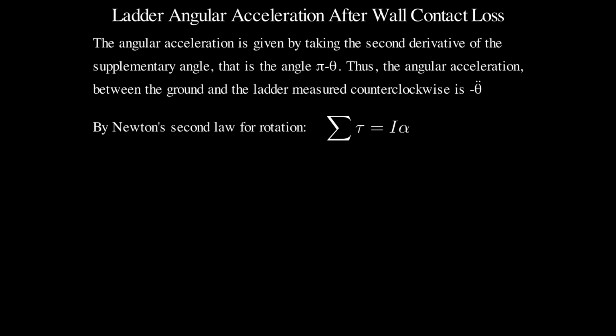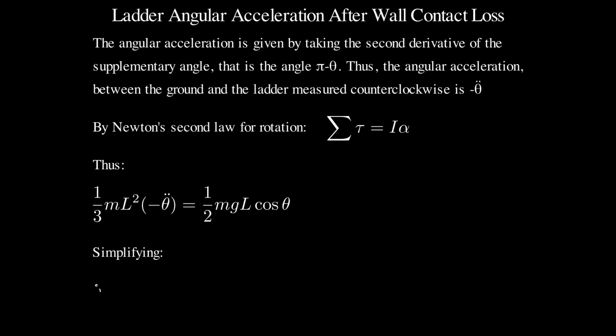Thus, the angular acceleration alpha between the ground and the ladder measured counterclockwise is the second time derivative, negative theta double dot. By using Newton's second law of rotation, the sum of the torque is equal to I alpha, we can thus equate the following. And when we solve for theta double dot, we get the criteria for when the ladder loses contact with the wall.